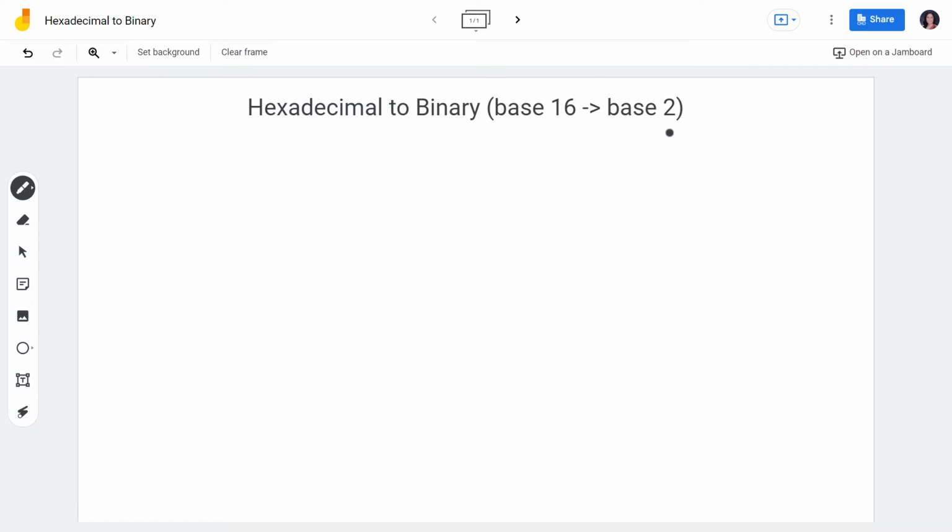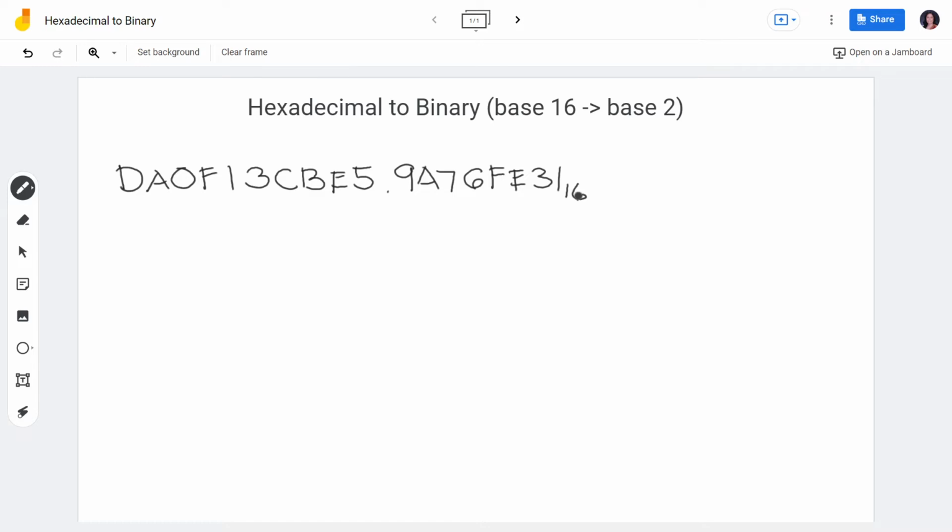So let's have an example. We have a hexadecimal number: DA0F13CBE5.9A76FE3, base 16. So this is our example.